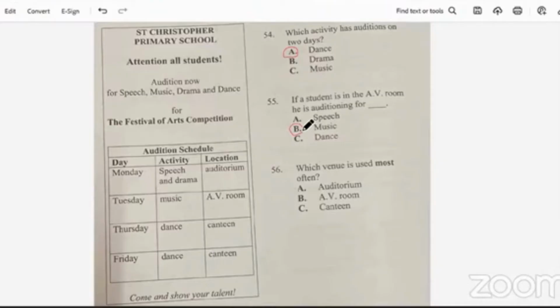Question 56, which venue is used most often? All right, so on Monday they use the auditorium, on Tuesday the AV room, and on Thursday and Friday they use the canteen. That's used twice. So the venue that is used most often is the canteen. That's C.